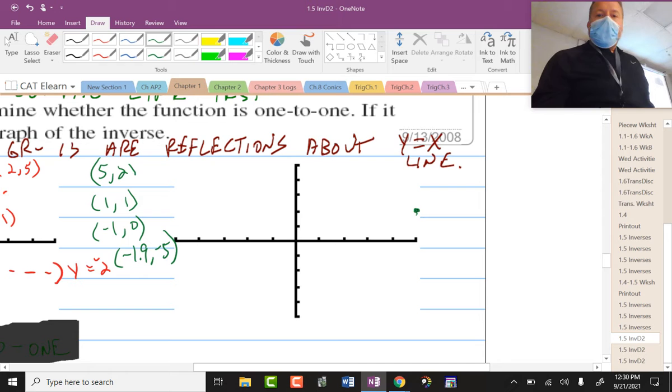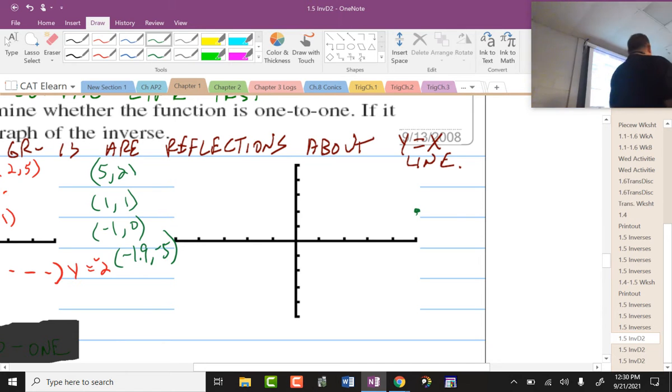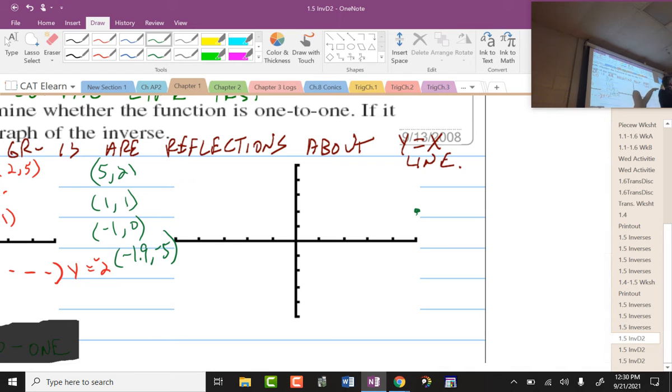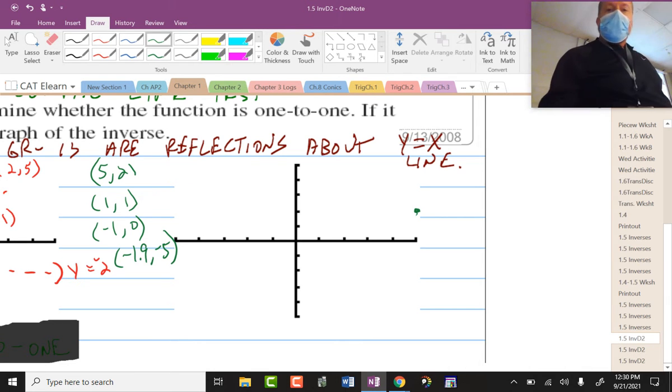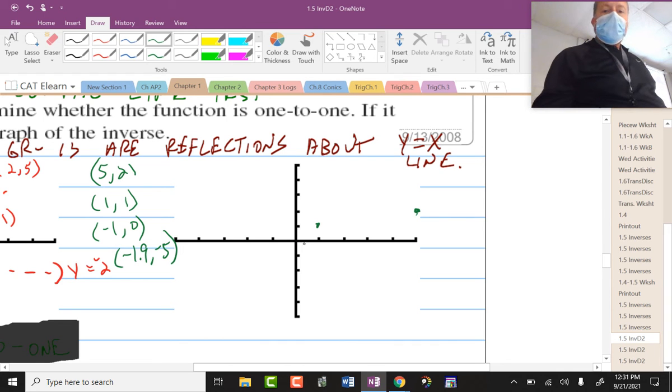5, 2. Okay. So remember at 5, 2, that's when that graph is starting to take off. This is going to take off but be flatter over here, but still rise forever. 1, 1, shared point. -1, 0. Oh, and then -1.9, -5. This is the point. The x's are going to be approaching -2 now, not the y's. That's why there's that boundary there.